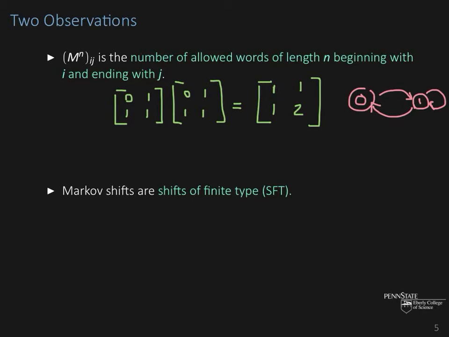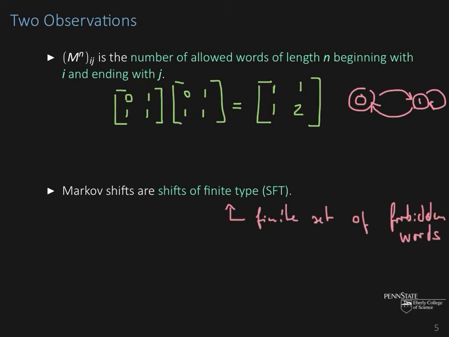The other observation is that Markov shifts are shifts of finite type. Recall, finite type meant that there was a finite set of forbidden words. So why is that true for Markov shifts? Well, it's actually the consequence of a rather easy property of Markov shifts.